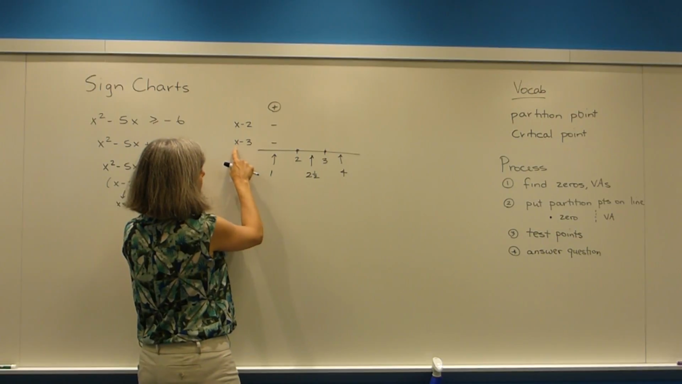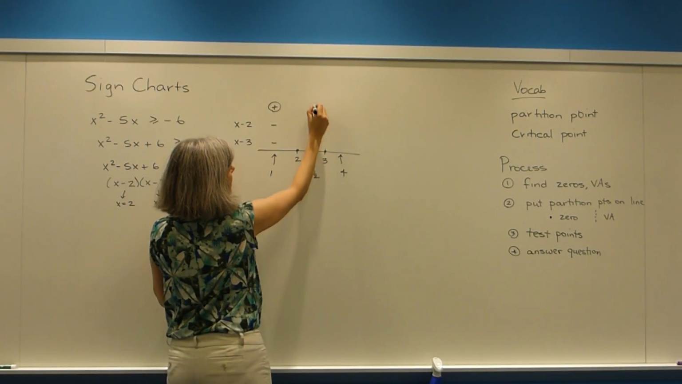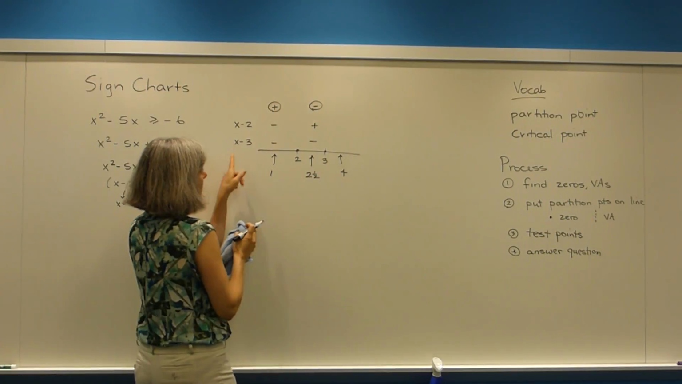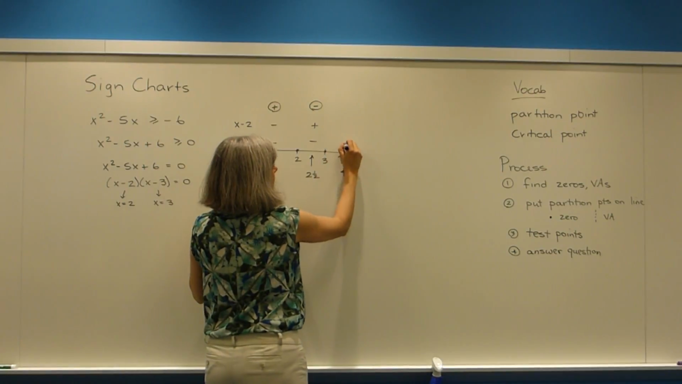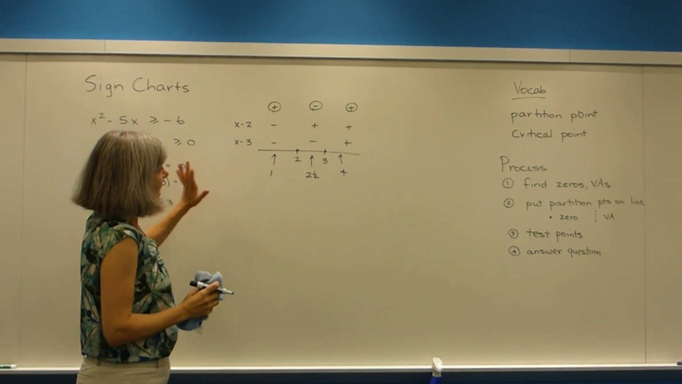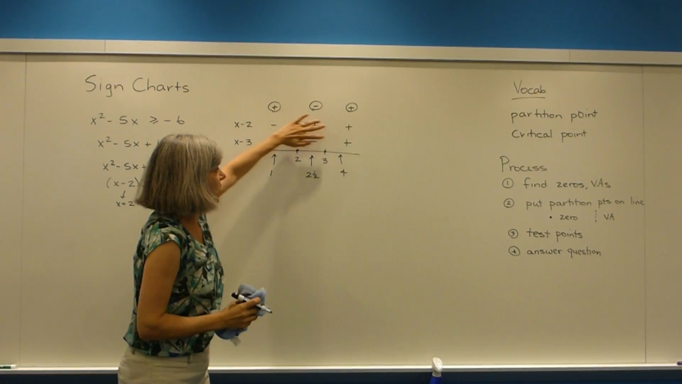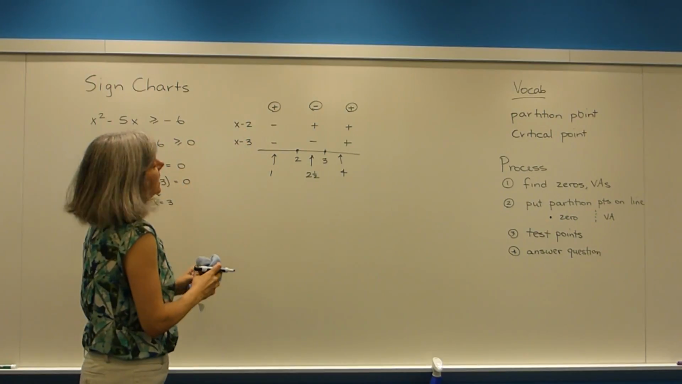If I put in 2.5, 2.5 minus 3, negative. 2.5 minus 2, positive. 4. 4 minus 3 is positive. 4 minus 2 is negative. Positive times positive, positive. So again, I've gotten to the point where I don't need to do these two lines, but if you do, please do.